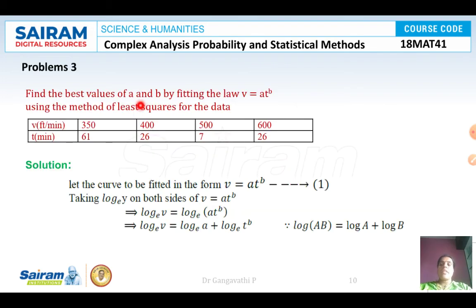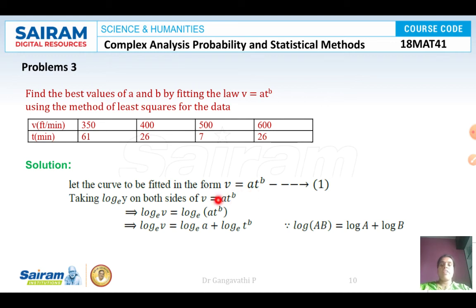So another problem: find the best values of a and b by fitting the law v is equal to a e to the power of b t, using the method of least squares for the data. So this is the data given. Usually we have y is equal to a x to the power of b. Here y has been replaced by v and x is replaced by t. So accordingly you have to change the normal equations also.